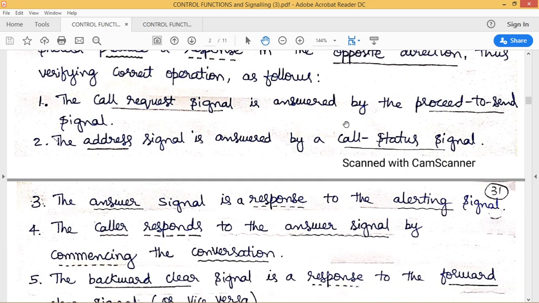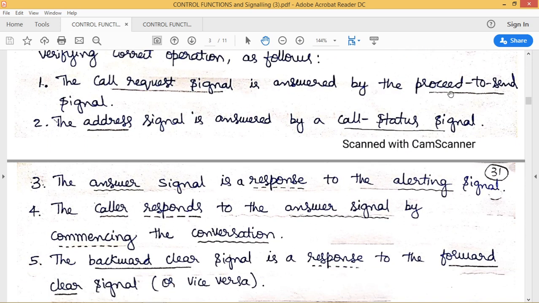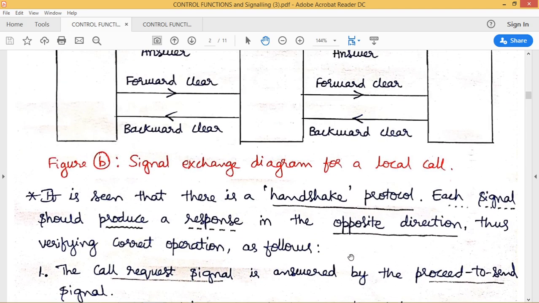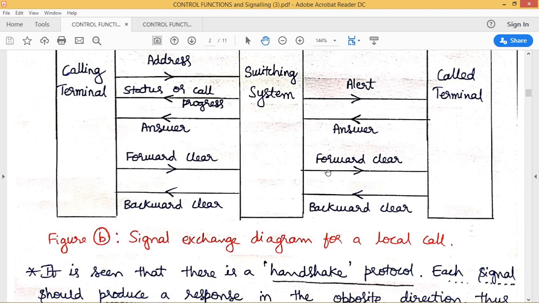So as we have seen initially, the call request signal is answered by the proceed to send signal, and then the address signal is answered by the call status signal, and also the answer signal is a response to the alert signal, and the caller responds to the answer signal by commencing the conversation. Of course, the backward signal is a response to the forward signal, as we have seen here. That is, for a forward signal, a backward signal is a response.